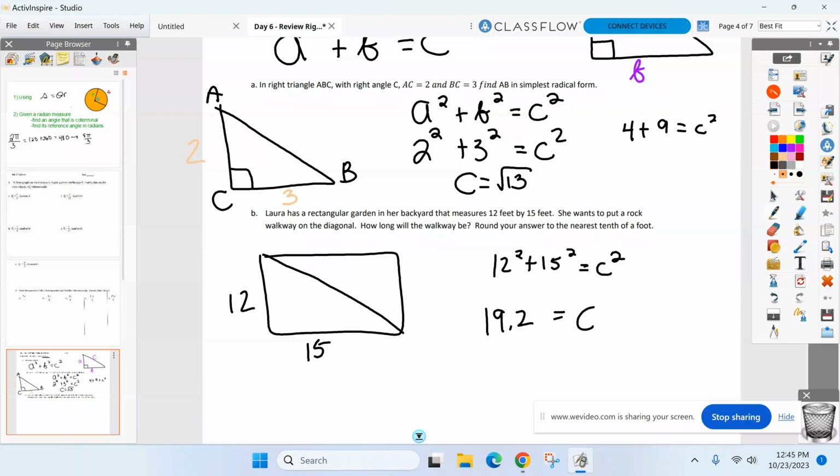But the directions say nearest 10th. Right there. I'm glad you did that, all right? If it said simplest radical form, yes, I want that 3 radical 41. Oh, I see. Okay, but since it said nearest 10th, I'll take the decimal instead. Gotcha.